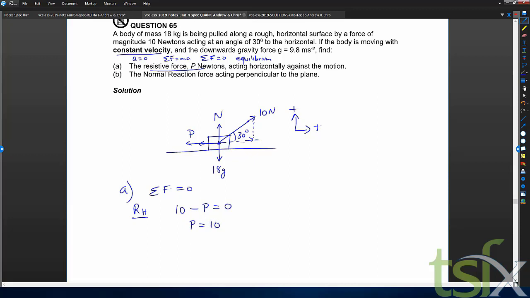Oh, sorry. I'll just go back. I think I really needed that short break. So we've got the horizontal one, so it's 10 cos 30 minus P equals 0. So P will be 10 on cos 30.